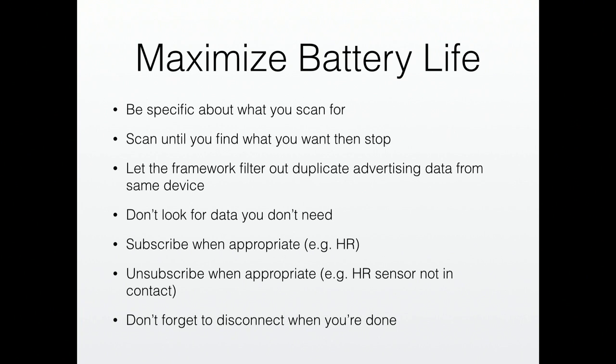So look specifically for the services you're after. Once you find what you're looking for, stop scanning. I didn't highlight that in the code, but I do that. I stop scanning once I find it. And let the framework filter out duplicate advertising data. You could write a program that would use the signal strength as a proximity indicator. But to do that, you'd have to turn on the flag that says, go ahead and give me all the advertising data every time a device advertises, and these things advertise really rapidly, and that'll burn up your battery.